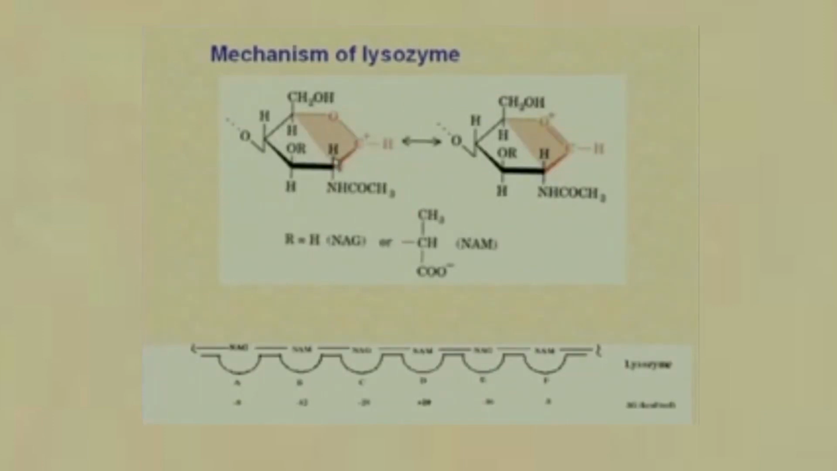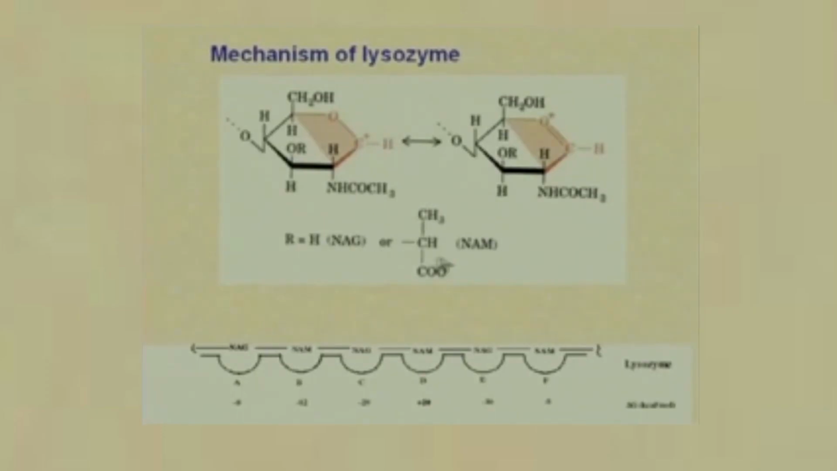Now this is what is NAG and NAM. Okay, what are these? These are sugar molecules. Now you've all studied sugar molecules in your organic chemistry class. What we have here is an R group. When this R group is hydrogen, it is called NAG, N-acetyl glucosamine. When this R group is this moiety, it is called N-acetyl muramate.